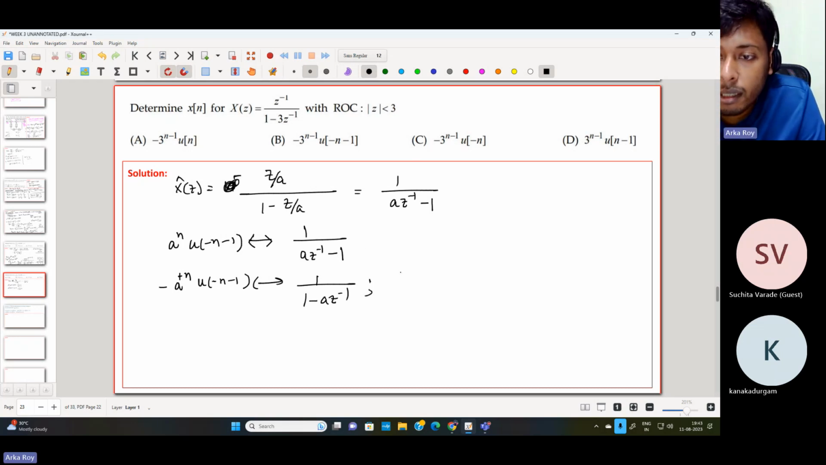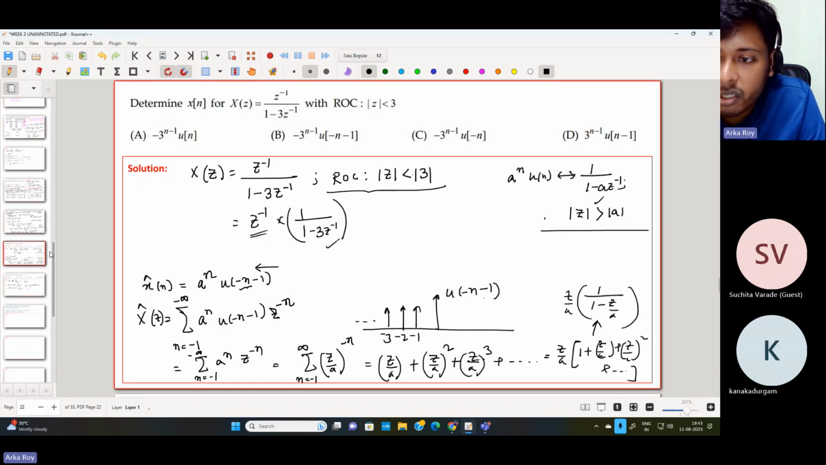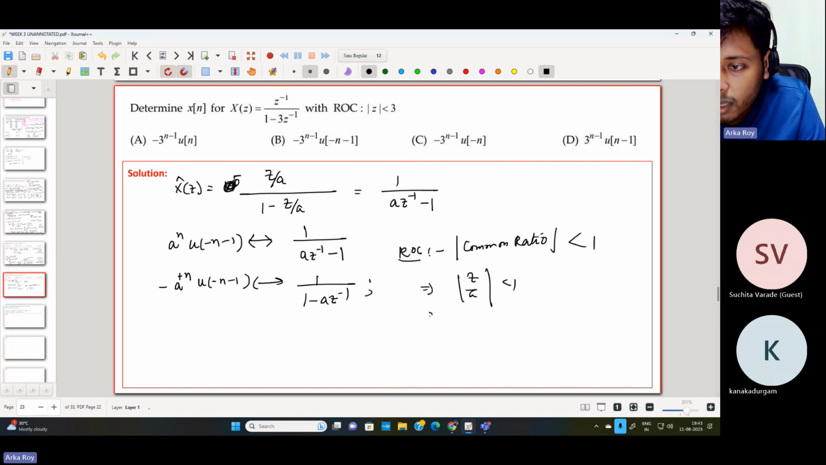And the intriguing thing is that now we need to find the ROC. The ROC, as we already told you, requires the common ratio modulus to be less than 1. So mod z by a should be less than 1 because the common ratio was z by a. That means mod z should be less than a. Now it looks like the same thing, mod z is less than a particular value, and the z transform is also looking alike. So I can start solving this.